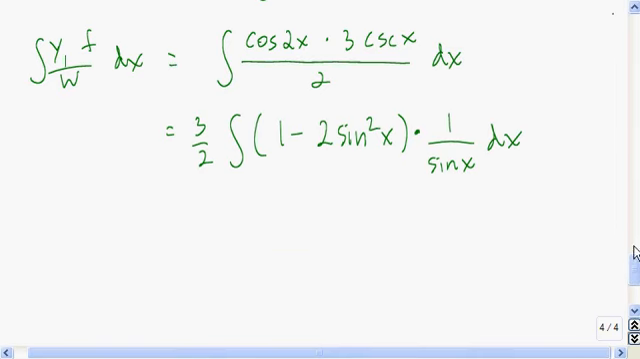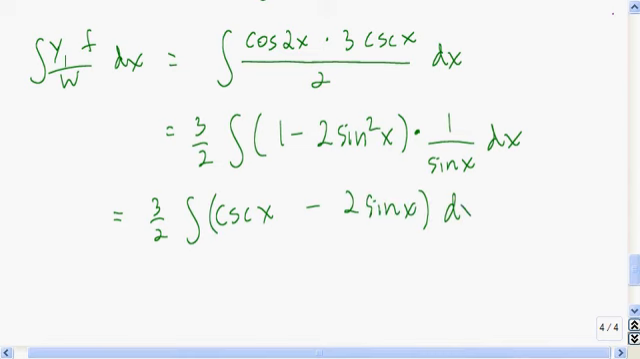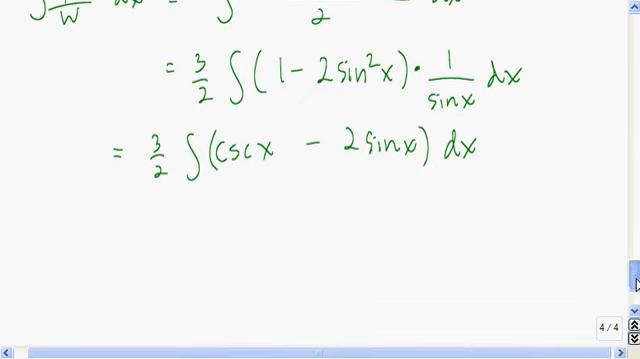All right, so that's what that looks like. So we distribute the 1 over sine of x into the 1, and that's going to give us cosecant of x. And then we just distribute it to the second term, so that's going to be minus 2 times sine of x, and all with respect to x.